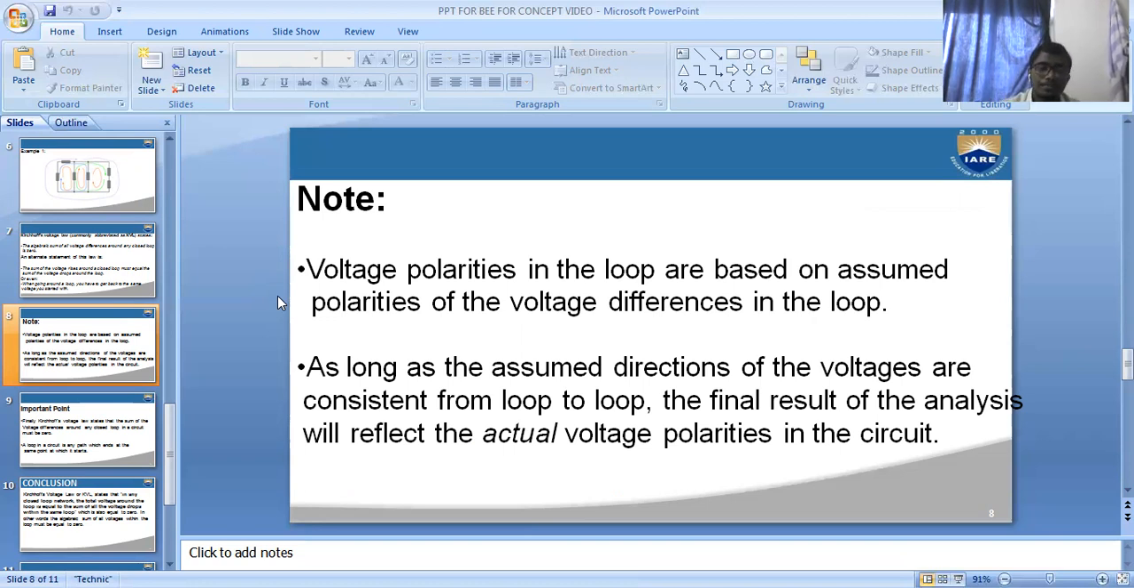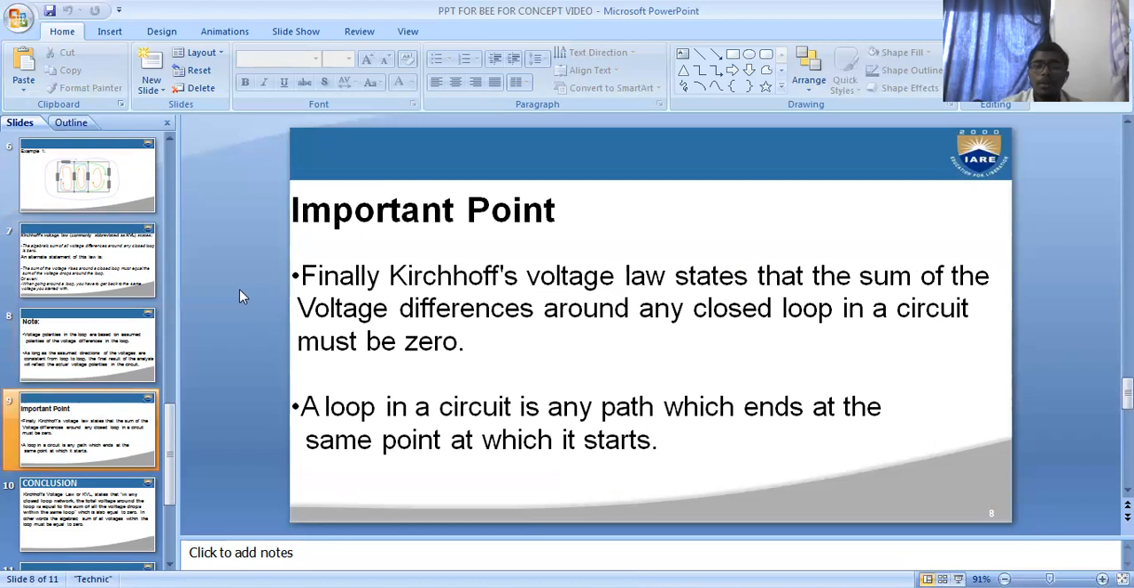One of the important points in Kirchhoff voltage law is, finally, that Kirchhoff voltage law states that the sum of the voltage differences around any closed loop in a circuit must be zero.